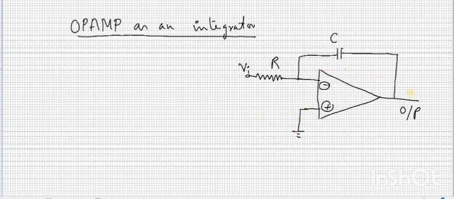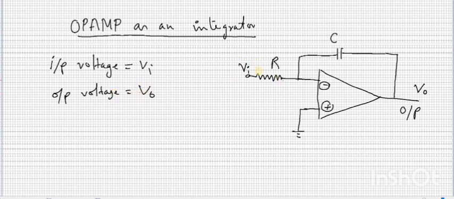Let's consider Vout as the output voltage and Vi as the input voltage. So the input voltage we applied is equal to Vi, and the output voltage we are considering is Vo. Let this be point A and this be point B.